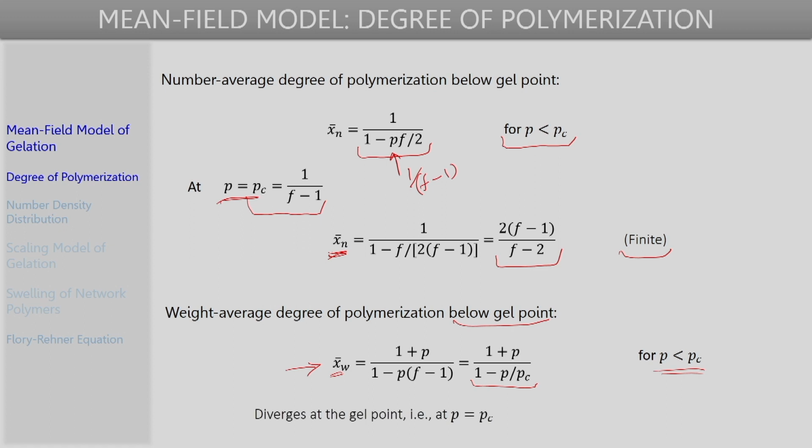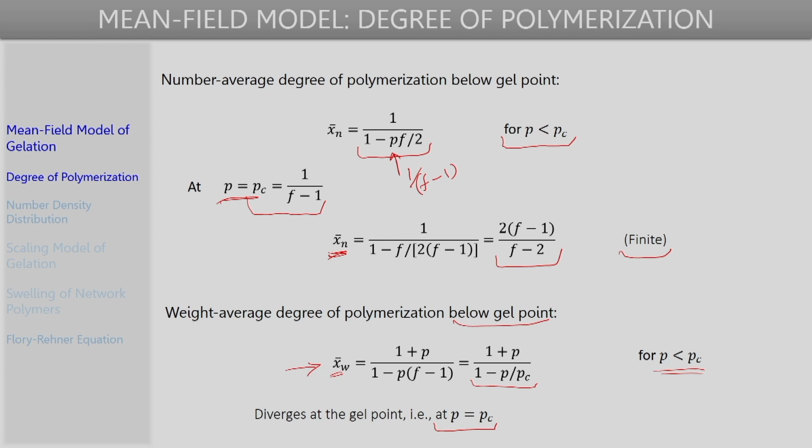Another result arising out of the mean field theory of gelation is that the number average or the weight average degree of polymerization diverges at the gel point, and similarly the weight average molar mass will also diverge. And this gel point is characterized by P equal to Pc.